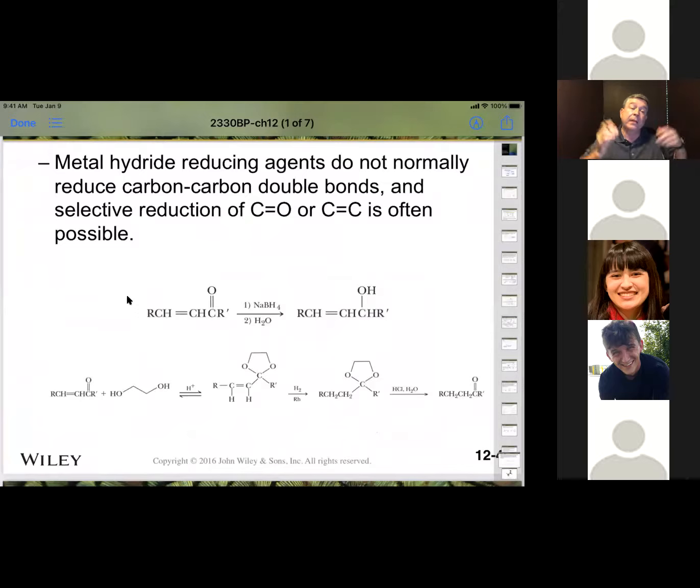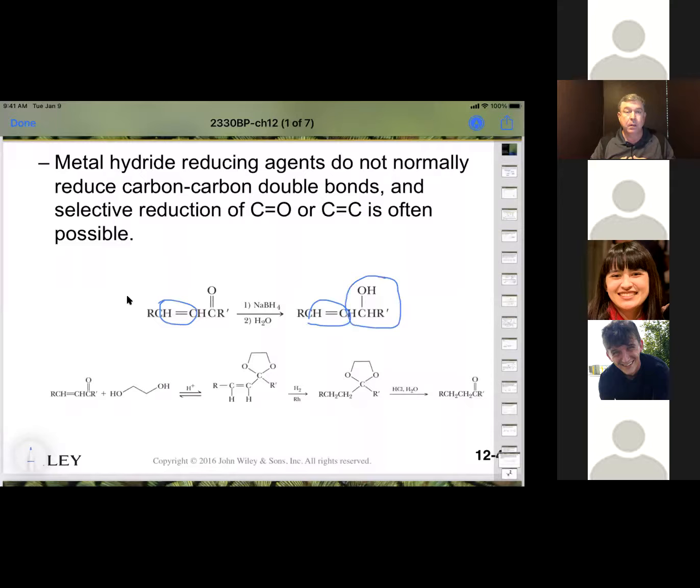In that previous reaction where we had an alkene and an aldehyde, and we reduced it down with the hydrogen and palladium or platinum, it reduced down both groups. But that's not true for sodium borohydride. In the case of sodium borohydride, we can actually just reduce the carbonyl and not touch the alkene at all. The alkene is untouched, and we end up with our alcohol here.